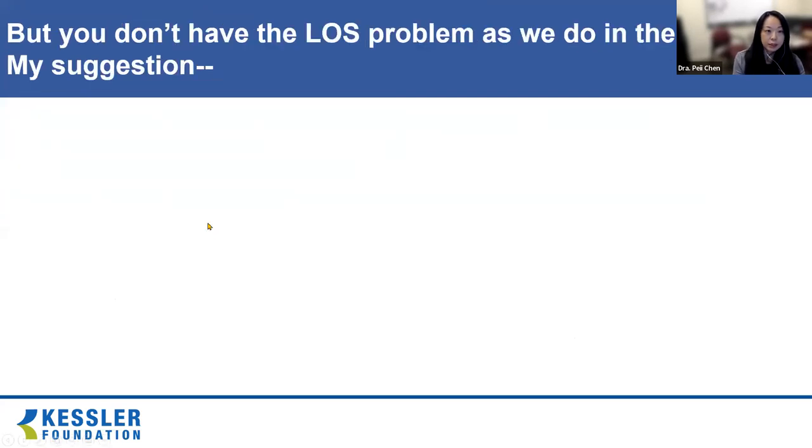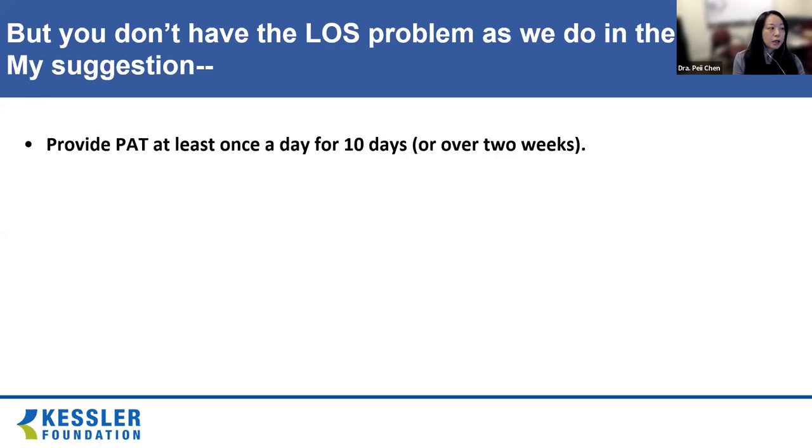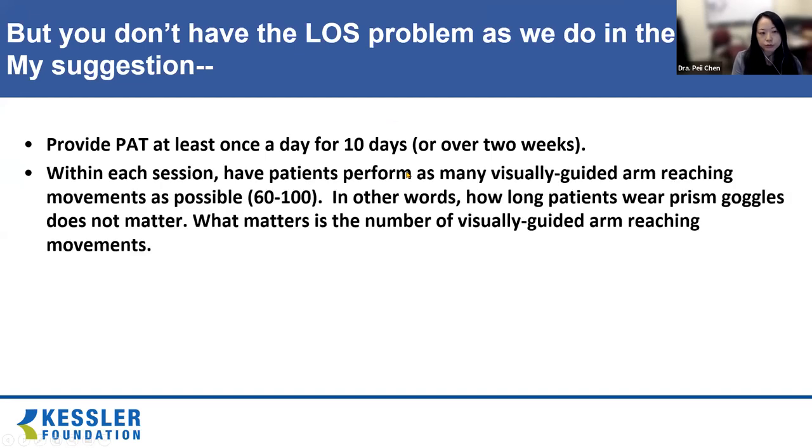Okay, as I said, you don't have a length of stay problem as we do in the United States. So my suggestion for you is to provide prism adaptation at least once a day for 10 days, over 2 weeks. And why is that? Why 2 weeks? Because that's what most researchers have the resources for. You can do more than 2 weeks. You can do more than 10 days, but this is the minimum I suggest that you should do.